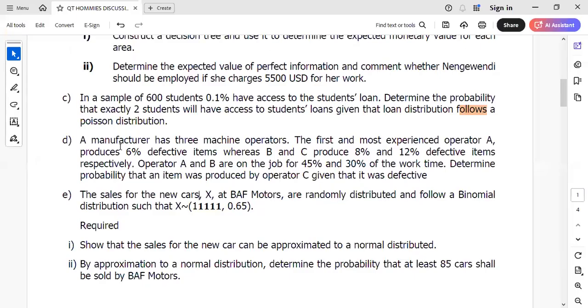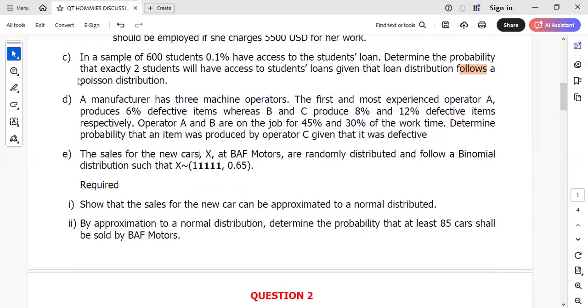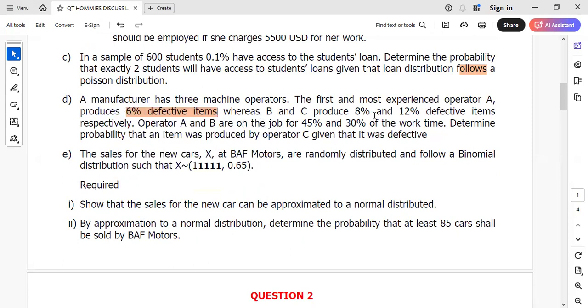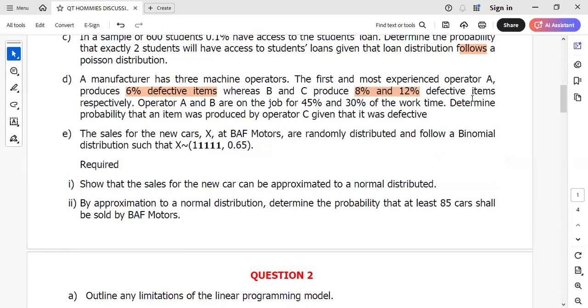So next question, part D. A manufacturer has 3 machine operators. The first and most experienced operator A produces 6% defective items, whereas B and C produce 8% and 12% defective items.